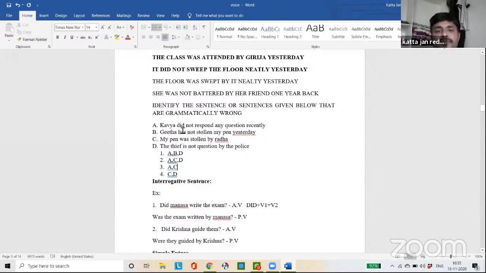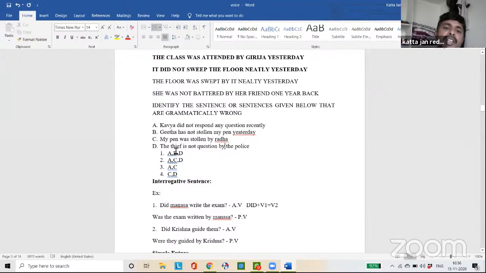Let us see why. Kavya did not respond any question recently. Recently is used in present perfect, but here did not respond is used. So it is wrong. Geeta has not stolen my pen yesterday. Yesterday is used in simple past, but here has not is used, which is present perfect.